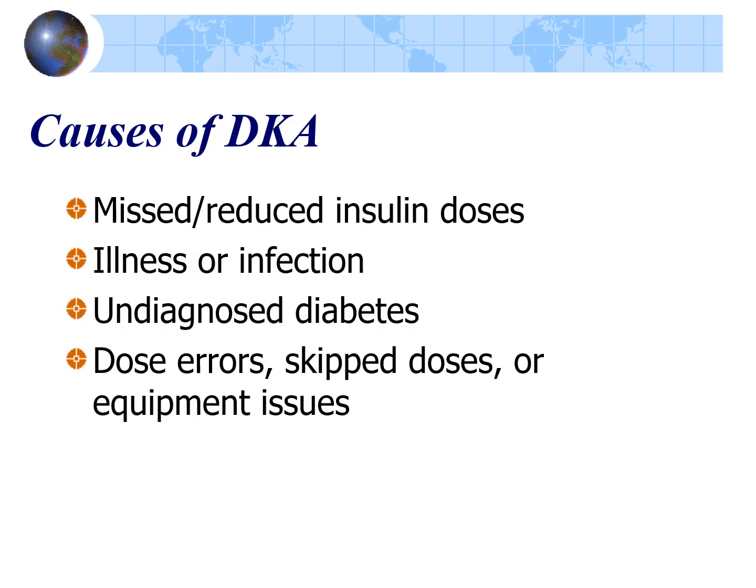The third reason is undiagnosed or untreated diabetes. Sometimes people don't know they have diabetes until they get DKA. Other reasons for missing insulin include errors like drawing up the wrong amount, skipping doses intentionally, or equipment issues like blocked insulin pump tubes.